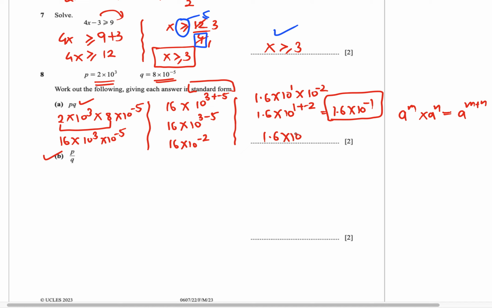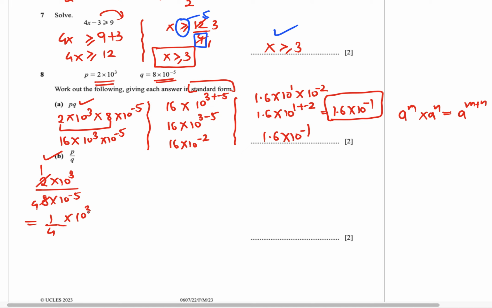1.6 into 10 raised to minus 1. So now let us move on to the division part. See, in the division part also we are going to follow the same kind of rules. So we first write p in the numerator, that is 2 into 10 raised to 3 upon 8 into 10 raised to minus 5. Okay, so now it will become 2 upon 8, that is 1 upon 4.